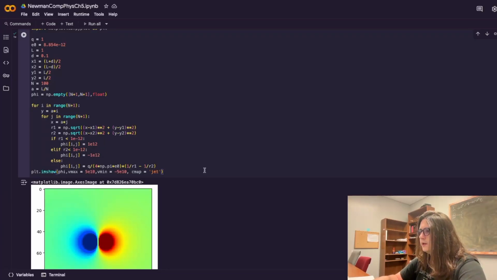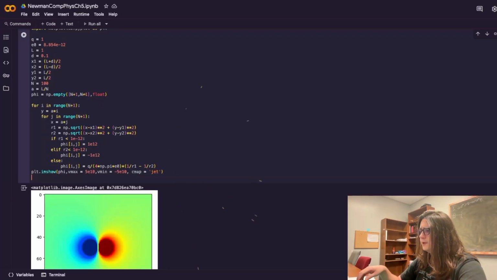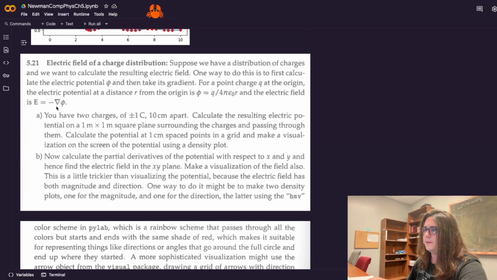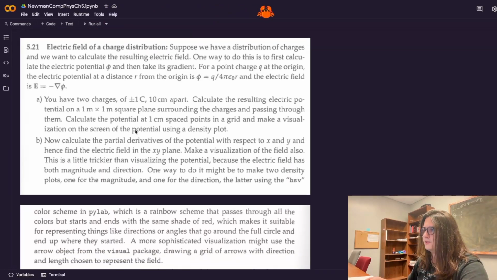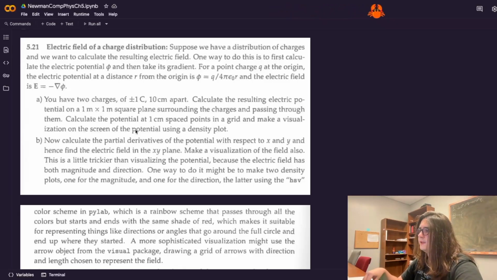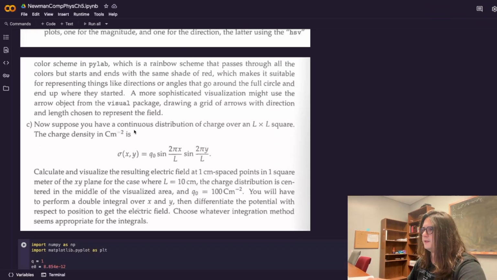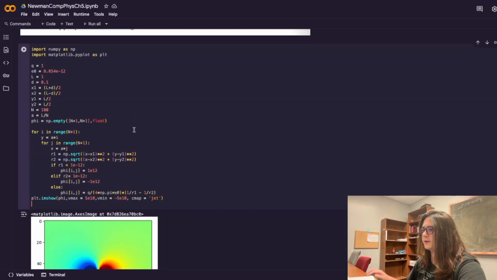So that's pretty cool. The next part is to also calculate the electric field components at each of those grid marks. So electric field is a negative gradient of phi. So that means we're going to be doing partial derivatives with respect to x and y, then flipping them, so minus those derivatives for each of the grid marks.